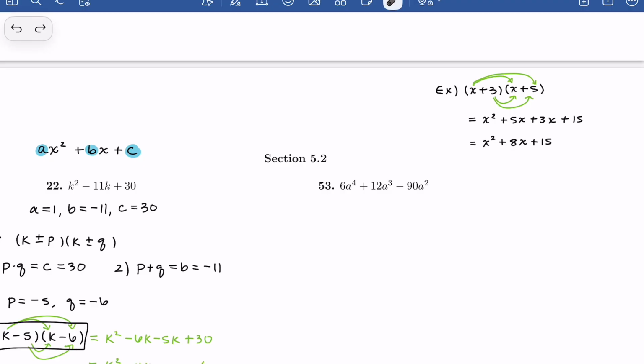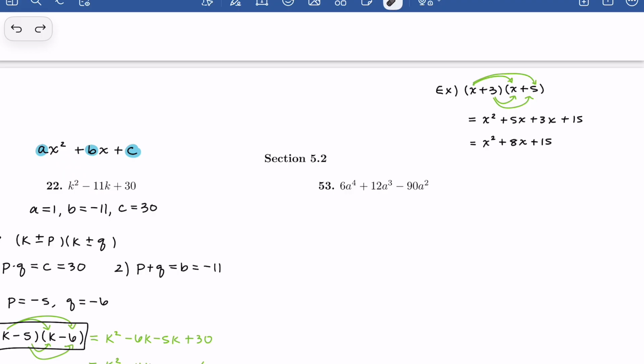Now for this next example, we again want to factor this trinomial, but notice that this is a trinomial of degree 4. So far, we've only looked at factoring trinomials of degree 2. So this is kind of a telltale sign that we might want to simplify this first before we actually go ahead with the steps of factoring it. And we can simplify this by pulling out a greatest common factor.